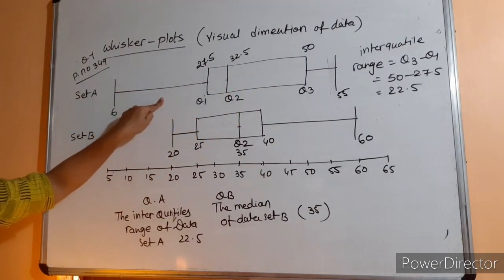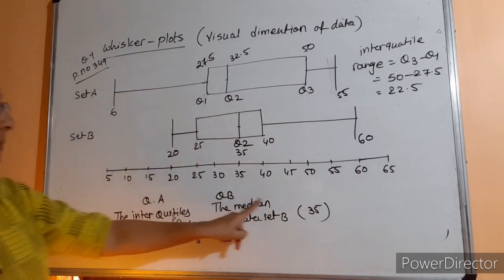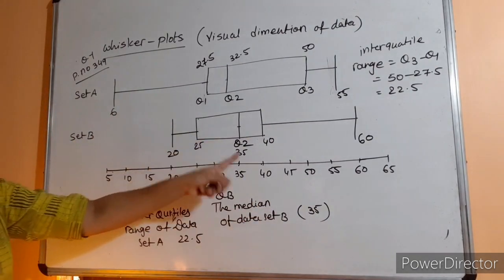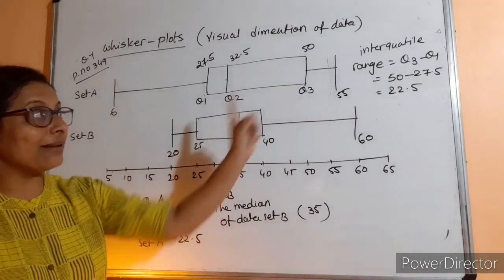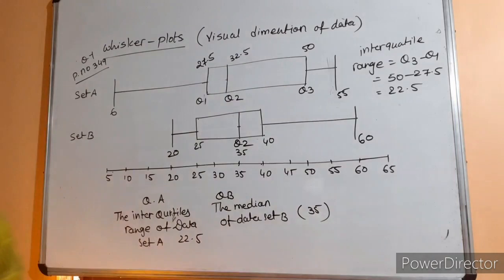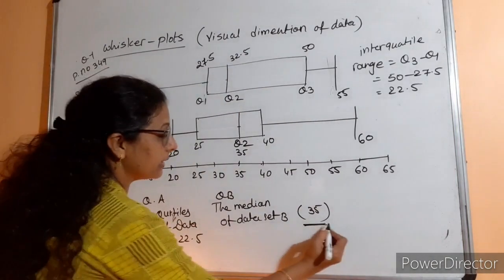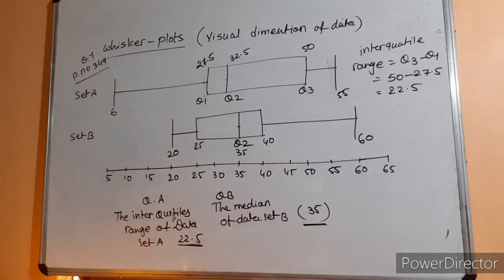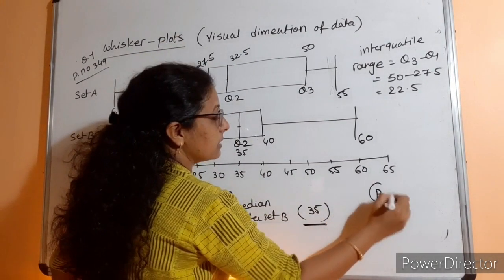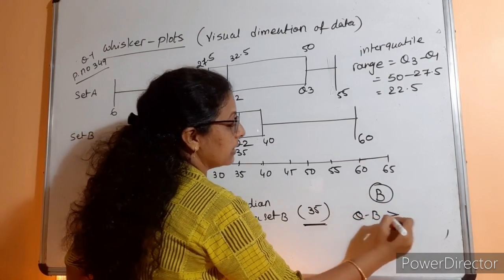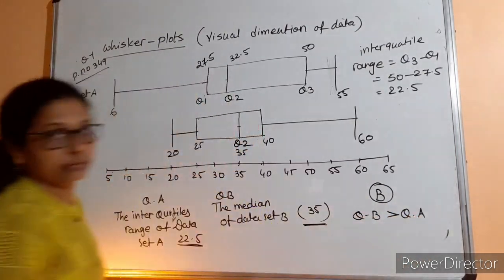That is data set A. Quantity B has given the median of data set B. So the median of the data set, that is Q2. So now you have to compare quantity A and quantity B. So what is it? Quantity B is greater. Yes or no? Yes. So which option is true? Yes, option B is true in this question. That is, quantity B is greater than quantity A.